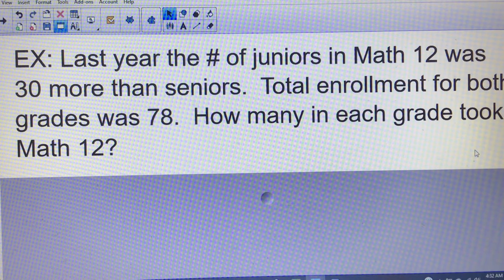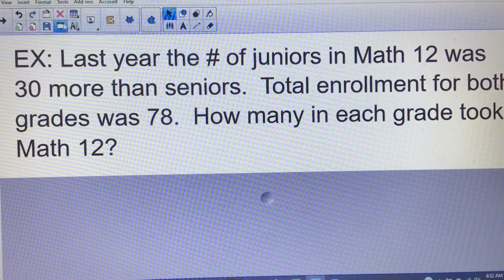So if we read it, it says, last year the number of juniors in Math 12 was 30 more than the number of seniors. Total enrollment for both grades was 78. So they want to know how many in each grade it took Math 12. So how many juniors were there in Math 12 and how many seniors? They've given us some information, basically that there were 30 more, the juniors were more numerous, there was 30 more of them than the seniors, and then when you put them together, you get the number 78. So there's a total 78 enrolled altogether.